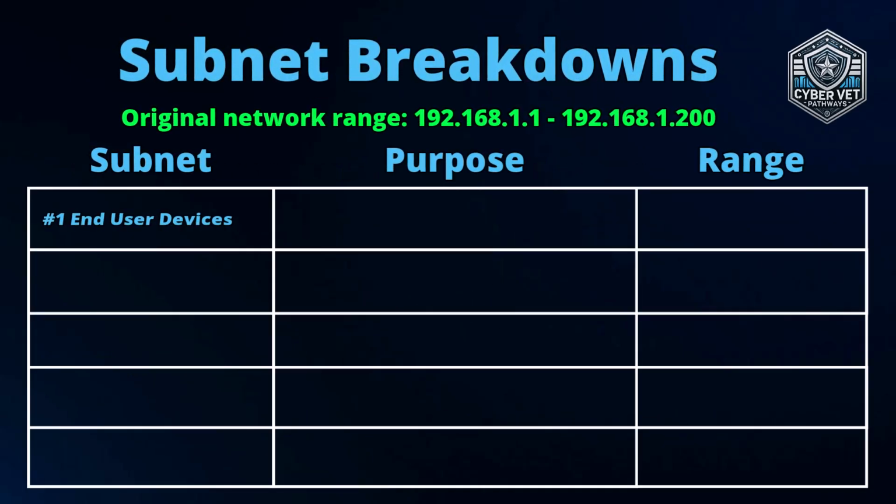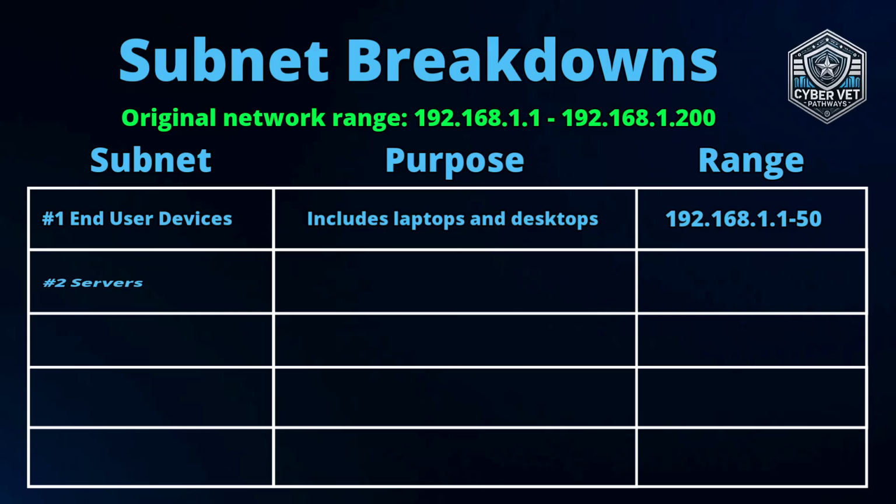Let's look at a subnet breakdown here. Number one, we're going to have end user devices, which would include laptops and desktops. These are what people are using day to day. We want to put these into an IP range of 192.168.1.1 all the way to 192.168.1.50. This should accommodate all end user devices. And as I mentioned, this subnet is going to be reserved for employee laptops and desktops, and it's going to ensure these devices can communicate efficiently without interfering with other types of network traffic or communication.